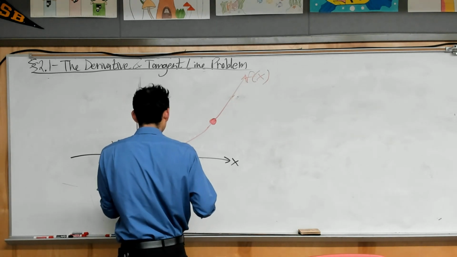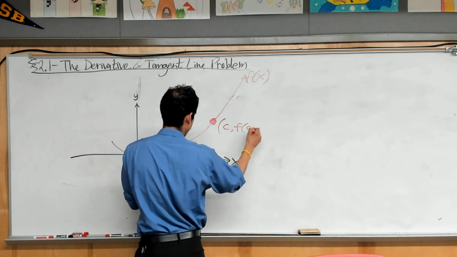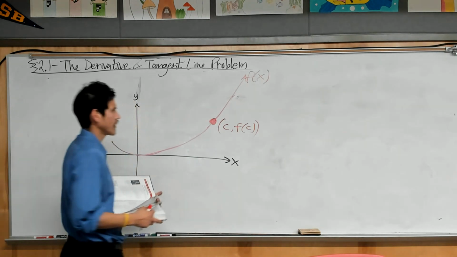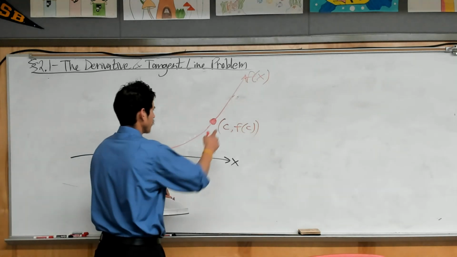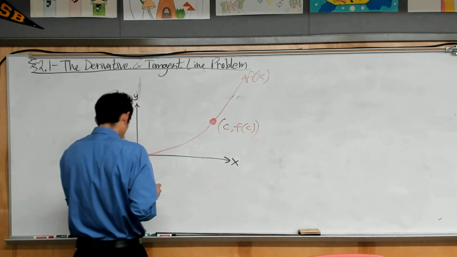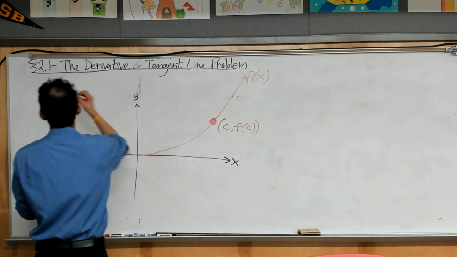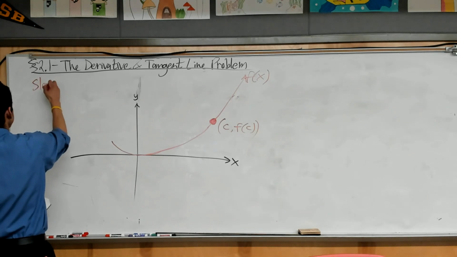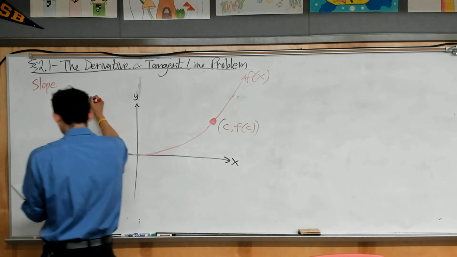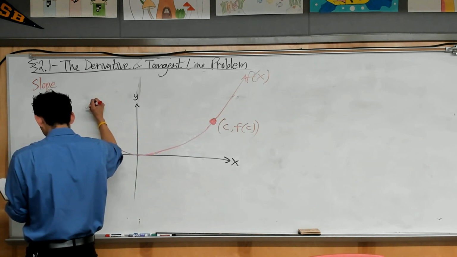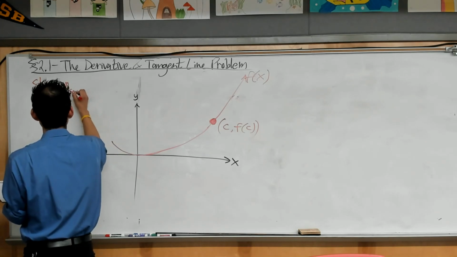So let's have this point be C comma f of C, right? Those are the coordinates it has. So we want to find the slope here. Let's go with the slope of the line that goes through C. So let's call that the slope M of the secant line.